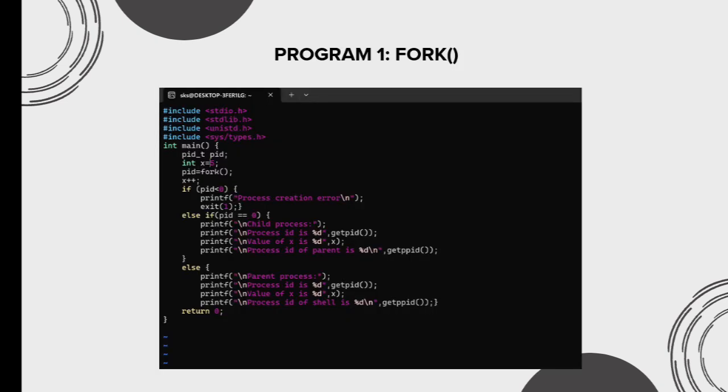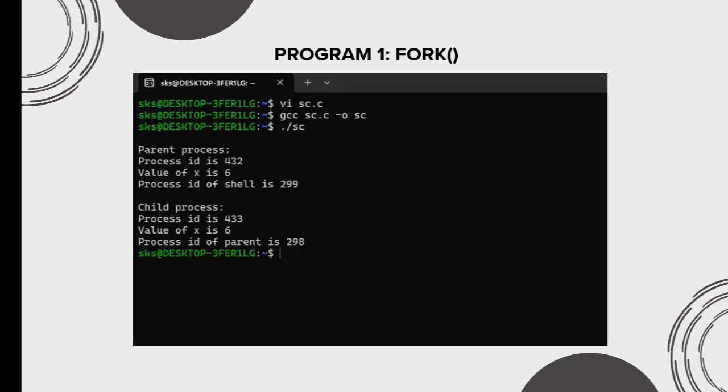After the fork, we increment a shared variable x. You can see the conditional logic based on the PID. The child prints its own ID, the value of x, and its parent's ID. The parent prints its own ID, the value of x, and the ID of its parent process, which is the shell. When we compile and run this, here is the sample output.